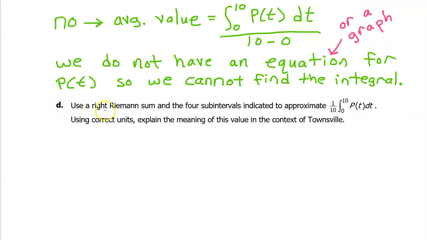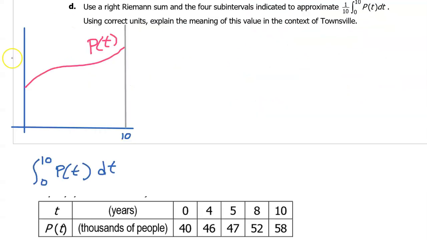Part D, use a right Riemann sum and the 4 subintervals indicated to approximate the average value of P of t. Imagine that this red curve represents the population at time t from t equals 0 years to t equals 10 years. The integral of P of t from 0 to 10 would then be the area under the curve from 0 to 10.